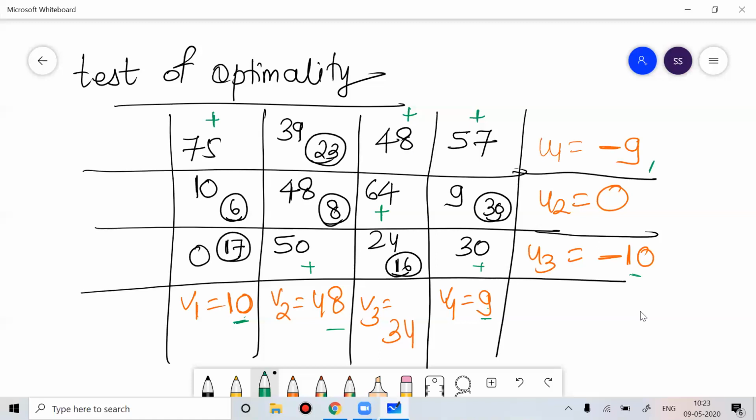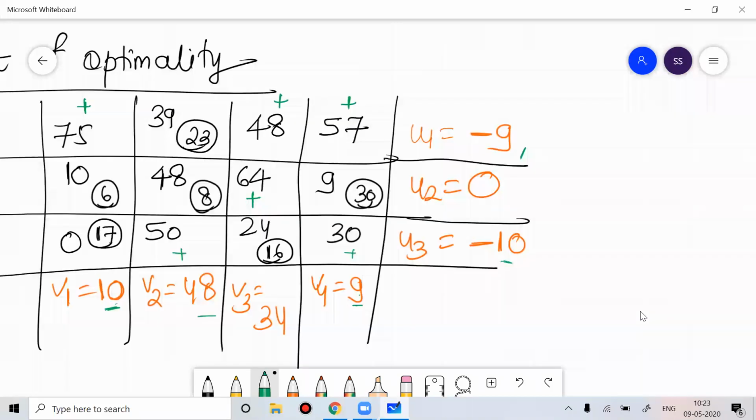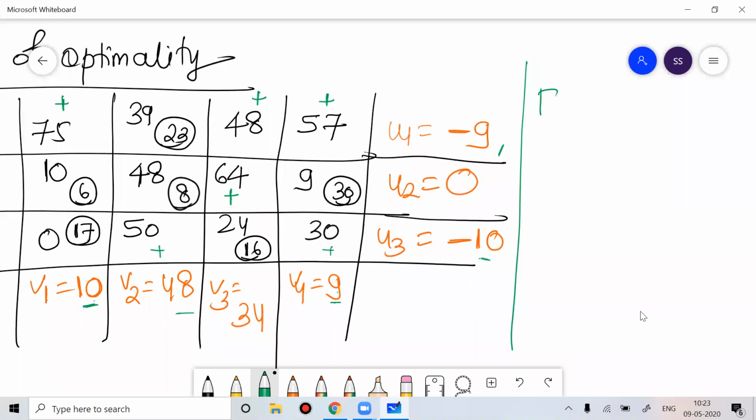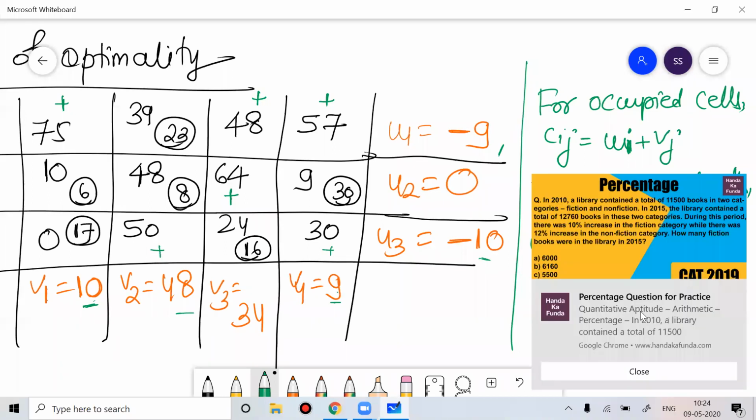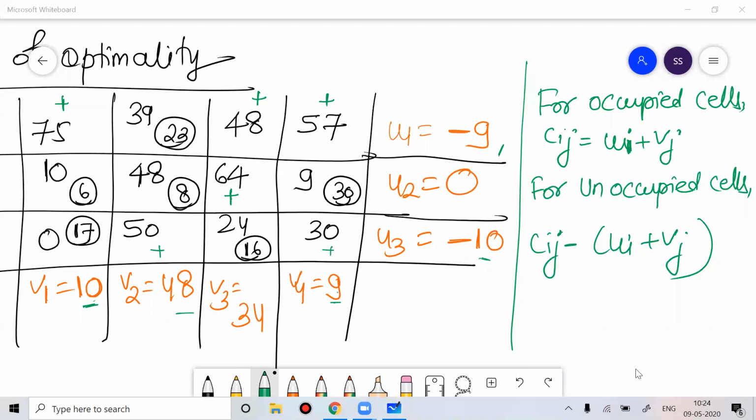So now guys, if you notice, everything I got is positive. For the unoccupied cells, everything I got is positive only. So I believe you remember the formula. For the occupied cells, we apply the formula that Cij is equal to Ui plus Vj, and for the unoccupied cells, we apply the formula Cij minus (Ui plus Vj). We use this formula for occupied and unoccupied cells.